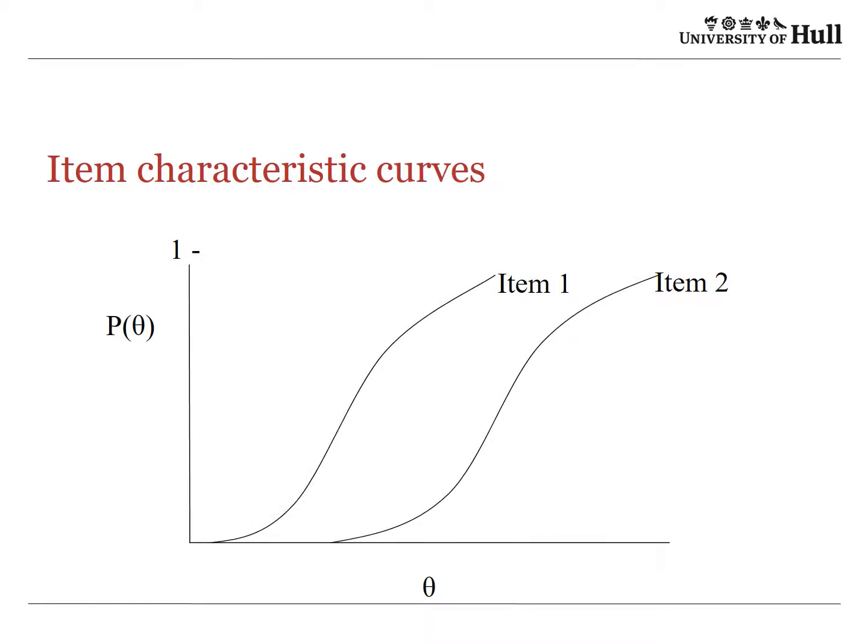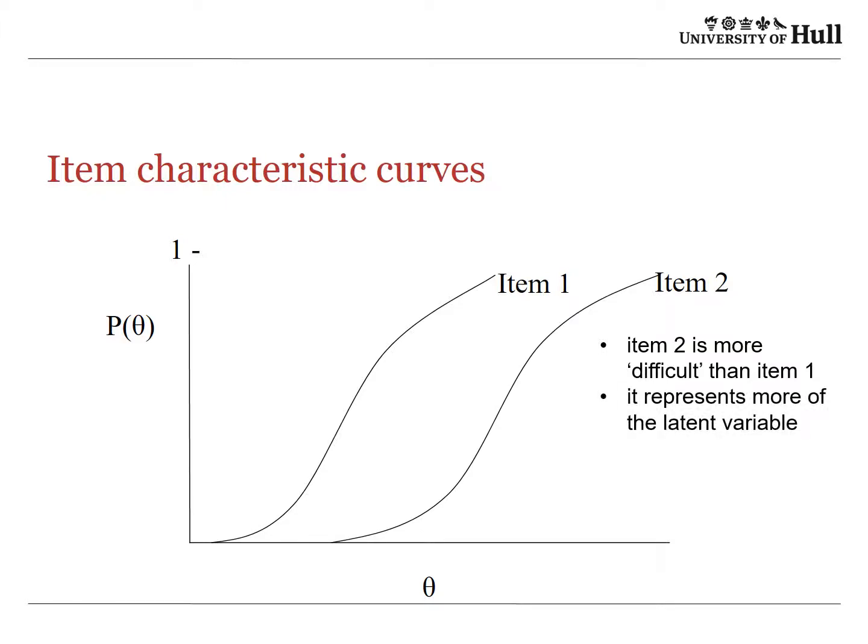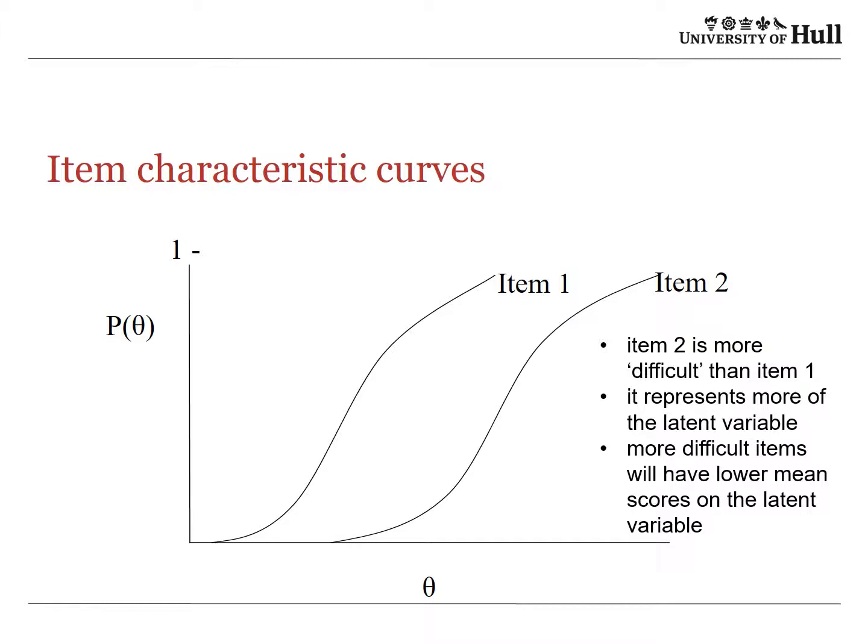So let's have a look at two item characteristic curves. If you have two item characteristic curves, they're positioned at different points on the latent trait. While these don't intersect, you can see that they're quite different from the Guttman item characteristic curves. They cover broader ranges of the latent trait. And item 2, because it's further along the latent trait, is described as being more difficult than item 1. It represents more of the latent variable, and more difficult items will tend to have lower mean scores on the latent variable.